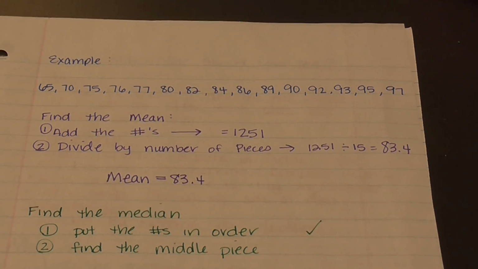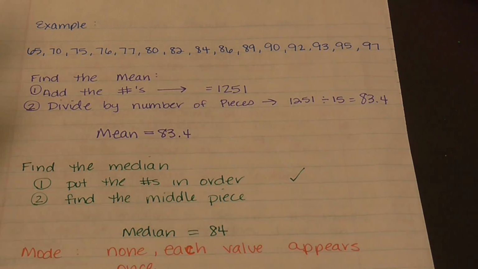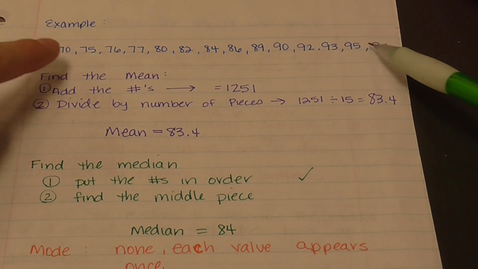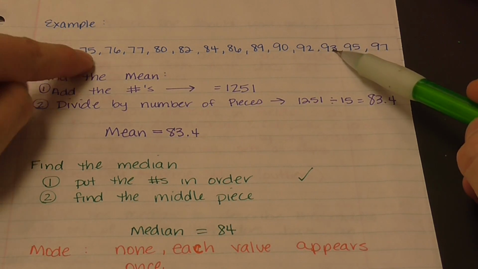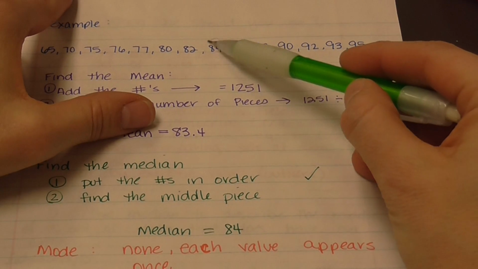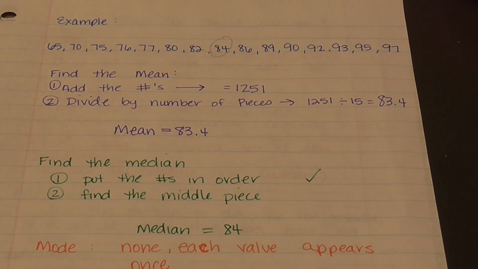To find the median, you put the numbers in order. They already are in order. Check. That's why the check mark's there. Then you find the middle piece. You could do it this way, moving both fingers in at the exact same time, and we end up with a middle piece of 84. So 84 is your median. You don't have to average two together because there are not two middle terms.